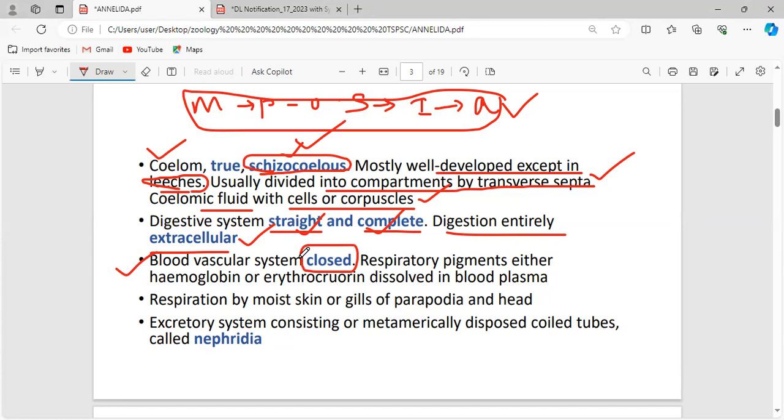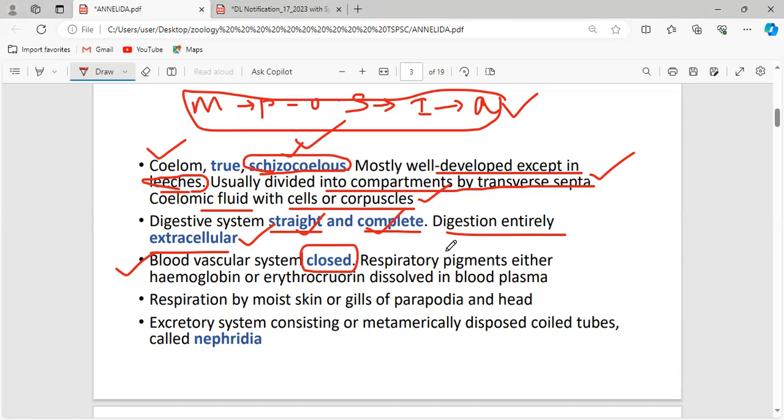It is just by pumping and relaxing. One relaxation or one contraction releases the blood to all the parts of the body. In a closed blood vascular system, the blood moves through the blood vessels. So in the phylum Annelids, the blood vascular system is closed because it is a very well developed organism, and it has blood vessels through which the blood can flow to any part of the body.